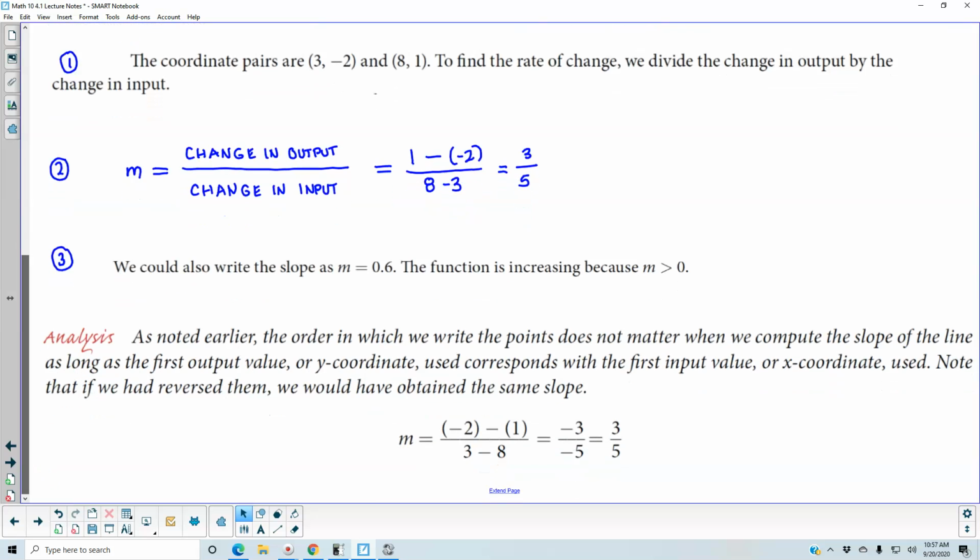Now, as noted earlier, the order in which we write the points does not matter when we compute the slope of the line, as long as the first output value, or the y-coordinate, used corresponds with the first input value, or x-coordinate. Now note that if we had reversed them, then we would have obtained the same slope.